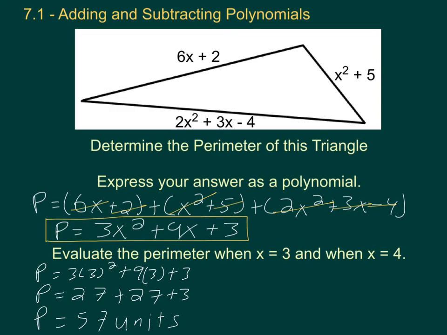All right, what about when x equals 4? Well, just plug it back into the exact same formula that I have there: 3 times 4 squared plus 9 times 4 plus 3.